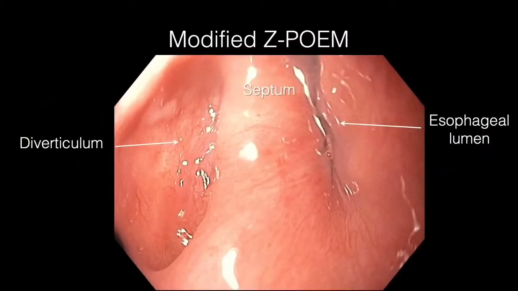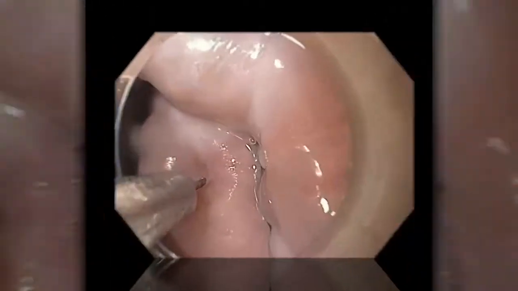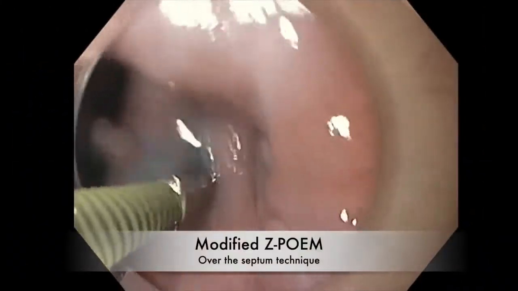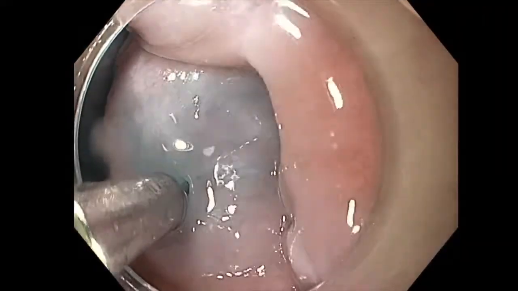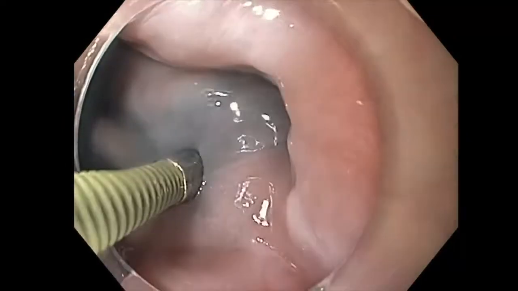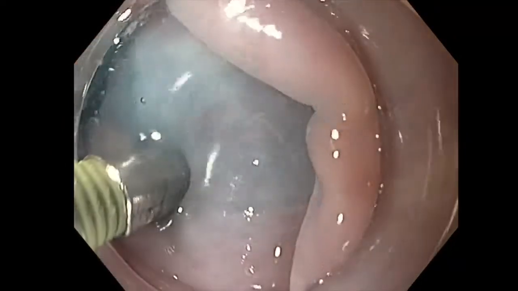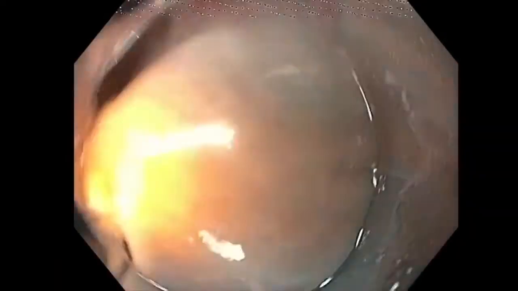In a modified Z-POEM, submucosal injection followed by mucosal incision is performed directly over the septum. Submucosal dissection is then performed on either side for exposure prior to myotomy. In contrast to achalasia, visualization of the Zenker's septum negates the need for proximal tunneling. Here, a submucosal injection is performed directly over the septum until a mucosal bleb is created. Mucosal incision is then made along the axis of the septum.